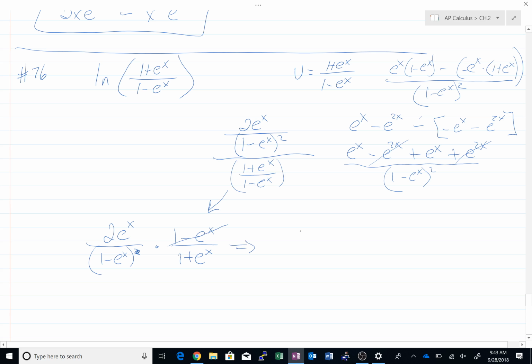So I'm left with 2e to the x over, let me know what that turns into by looking at it real quick. What's 1 minus e^x times 1 plus e^x? It's kind of like the difference of squares, right? So it's going to be 1 minus e to the 2x. Everyone agree with that? Okay. Because if you follow the middle, they're going to disappear on you. So you really just have the F and the L of FOIL. That is your answer.